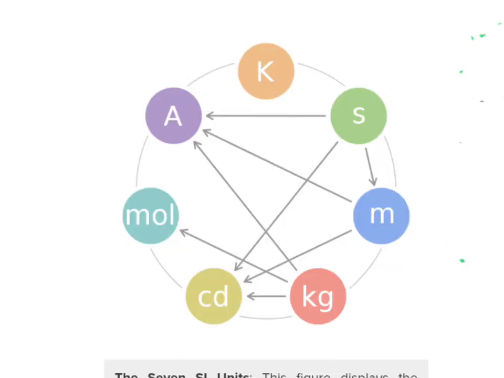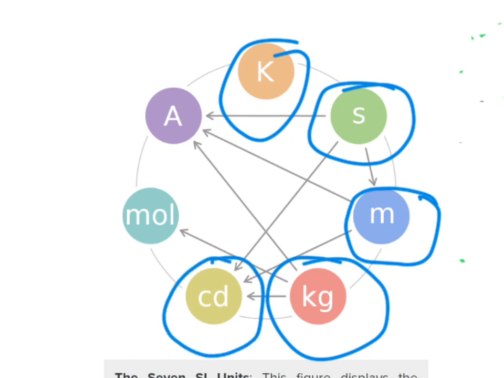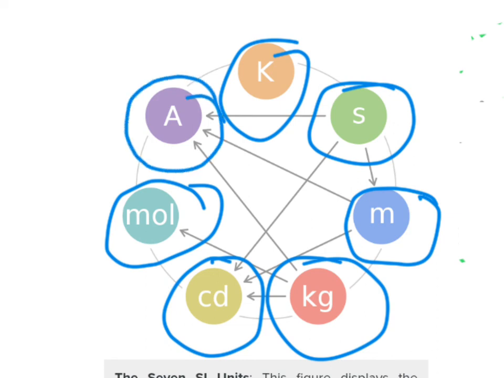This is the figure showing the SI units of basic physical quantities. K stands for Kelvin. It is the SI unit of temperature. S is the SI unit of time, second. M is meter for length. Kg for mass. CD is candela, for luminous intensity. Mole is amount of substance, and A is ampere, the SI unit of electric current. These are the 7 SI units.